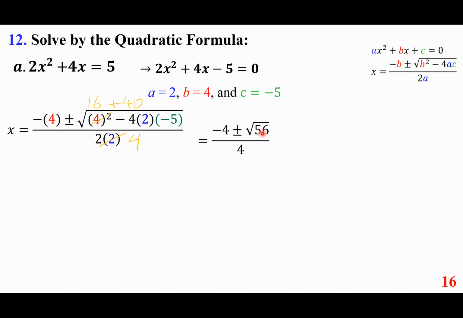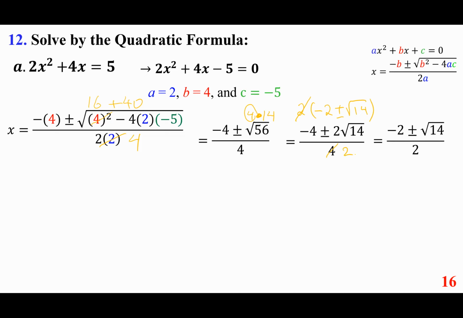Now, the square root of 56 is the product of 4 and 14. And as you know, 4 comes out as a 2. If I factor the 2 from the top, I get minus 2 plus or minus the square root of 14. Now I can drop this 2 and change this 4 to 2, and here's my final answer.